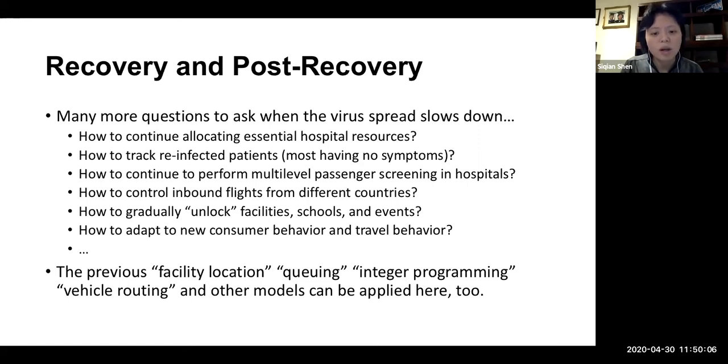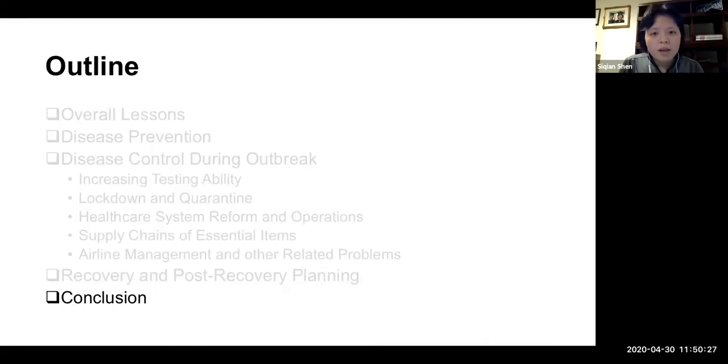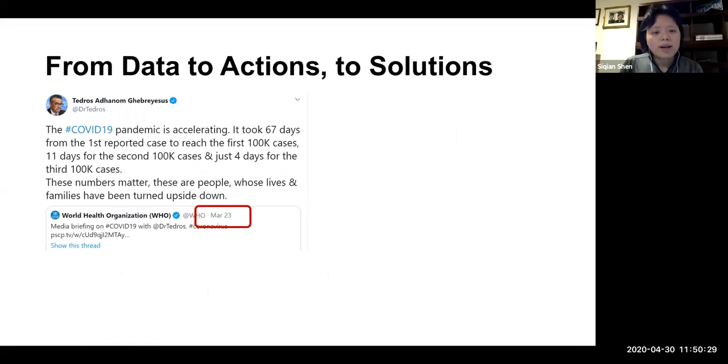These are all valid and important questions to ask. And the conclusion is we don't have to invent something new. In fact, a lot of research related to facility location, queuing problems, integer programming, and vehicle routing that I have been talking about in this talk can be modified to solve some of these problems. Okay. So with that, I would like to conclude my talk. As I said, I put this talk together a month ago, so it's still there.